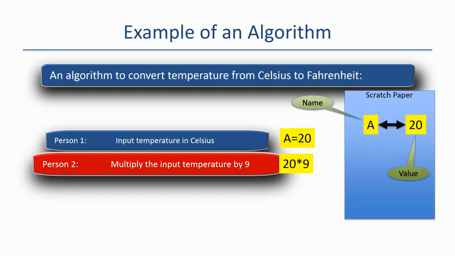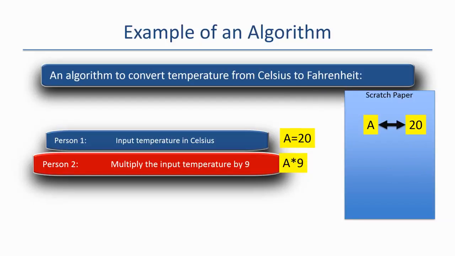And in computer programming, we write it as A equal sign 20. I should emphasize that this statement does not mean that A is equal 20. It simply means that A is an identifier which is associated with the value of 20. In technical term, we call A an identifier.